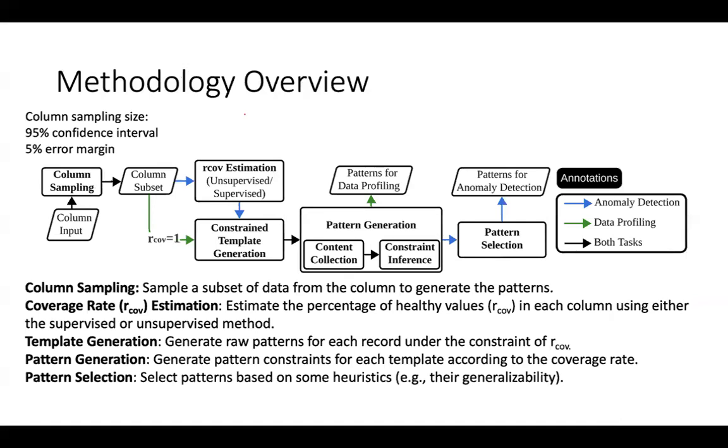Here we have the methodology overview. I'm not going to go into details, but if you are interested, maybe you can pause here and have a look. Basically, we have 5 steps in extracting the patterns: column sampling, coverage rate estimation, template generation, pattern generation, and pattern selection. After these 5 steps, we can obtain patterns that are healthy and suitable for both data profiling and data anomaly detection.